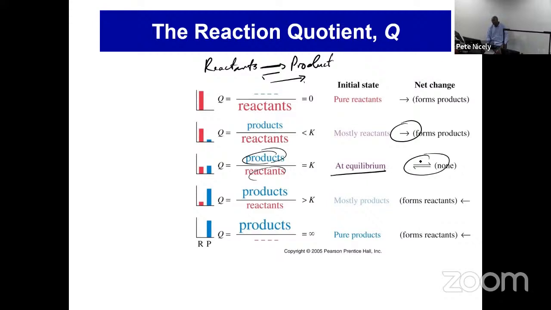And therefore, the net change will be no change because, of course, it's at equilibrium. The rate of the forward reaction will be equal to the rate of the reverse reaction, all right?